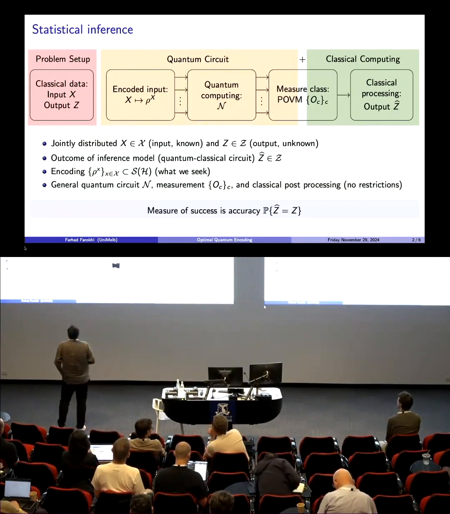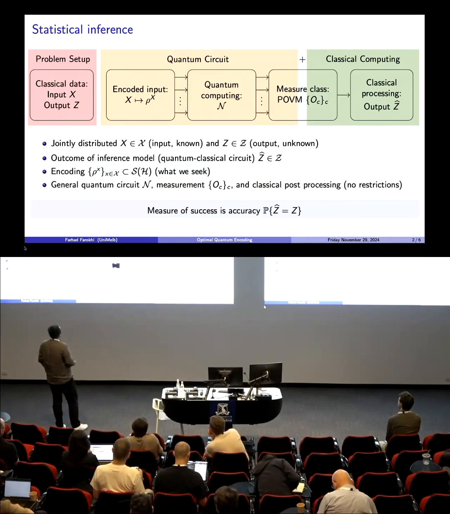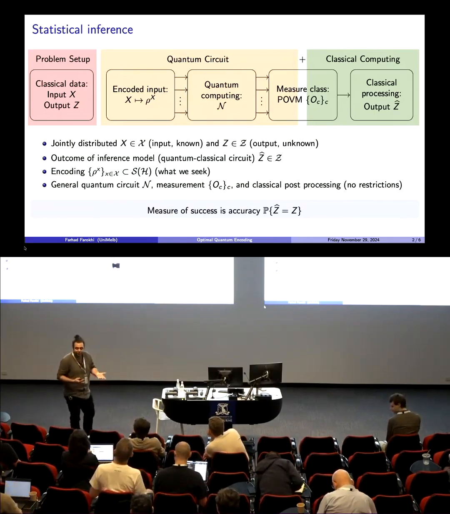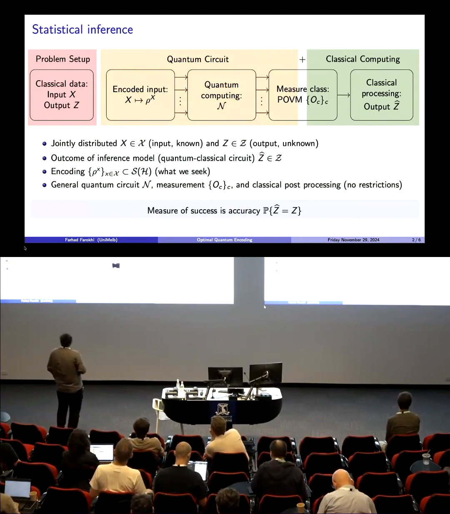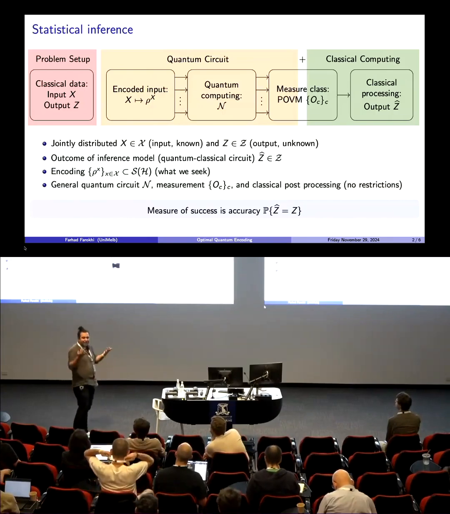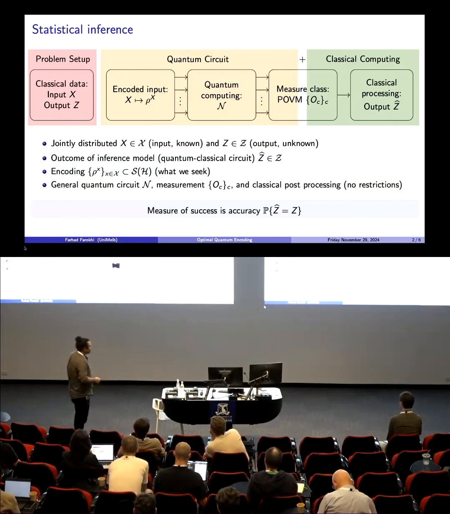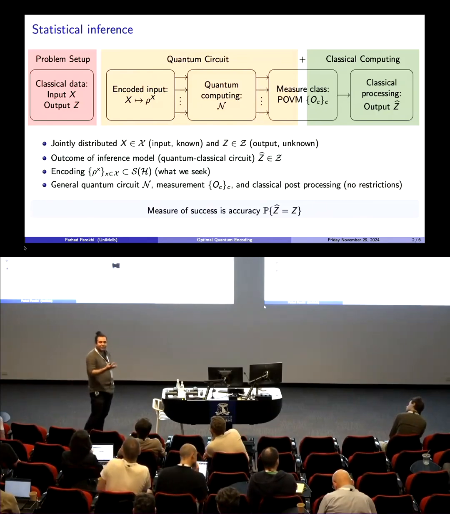So if you have a problem where you have two random variables correlated or jointly distributed with each other, and somebody gives you the X and tells you, guess what Z is, that's the classic setup of your statistical inference problems or machine learning problems. You get a bunch of features and you want to tell what the class of this data is.